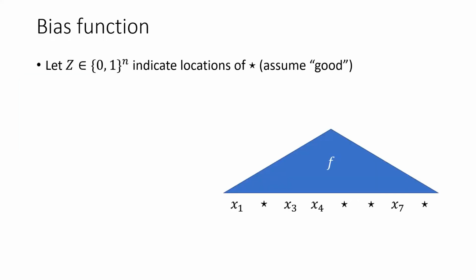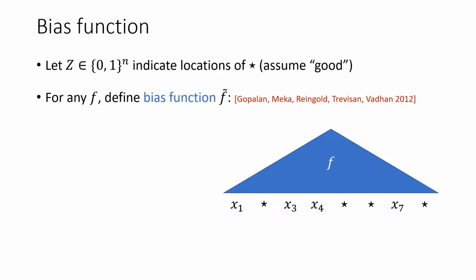Let z be a bit string indicating the star positions in our pseudorandom restriction. So technically z is a random variable, but let's fix a value for z, and later I'll just implicitly assume that z has certain properties we need. Once z is fixed, for any function f, we can define something called the bias function, f tilde. So to be clear, the bias function is not directly related to small bias distributions, even though they both use the word bias.